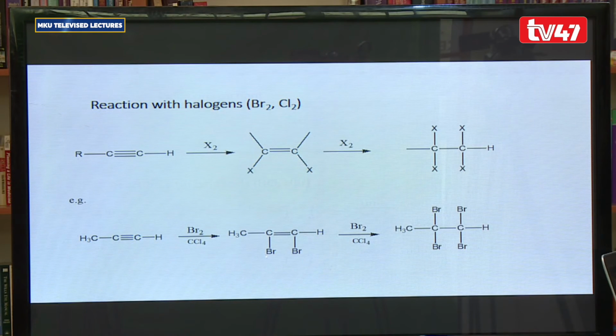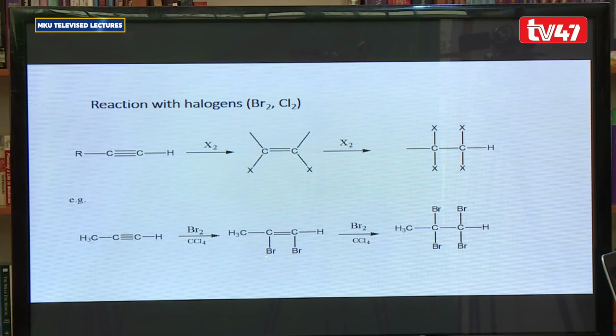So if an addition takes place following Markovnikov's rule, then we say that it is a Markovnikov addition. If it takes place contra to Markovnikov's rule, then we say that it is an anti-Markovnikov addition.